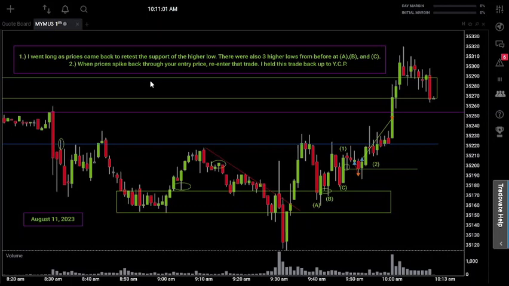So let's talk about trade number one today. At trade number one, I went long here as prices came back to retest the support of the higher low. There were also three higher lows formed at A, B, and C. So even though we were in a downtrend leading into the market open, you always want to trade price for what it is. Anytime you start making higher highs and higher lows, no matter how strong the downtrend might have been, you've got to start looking at the possibility of an uptrend beginning from that point.